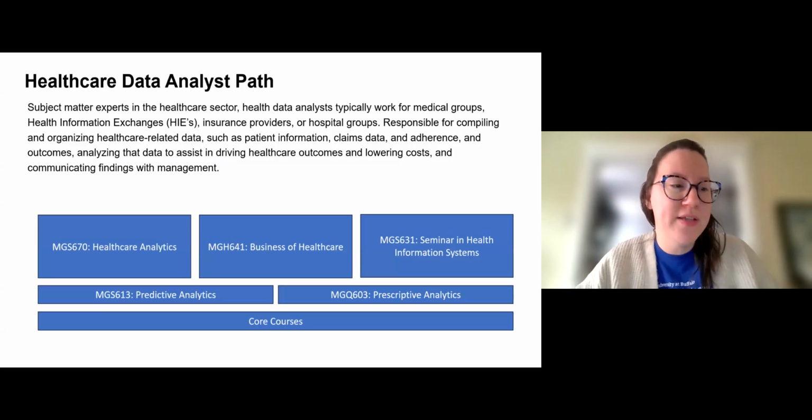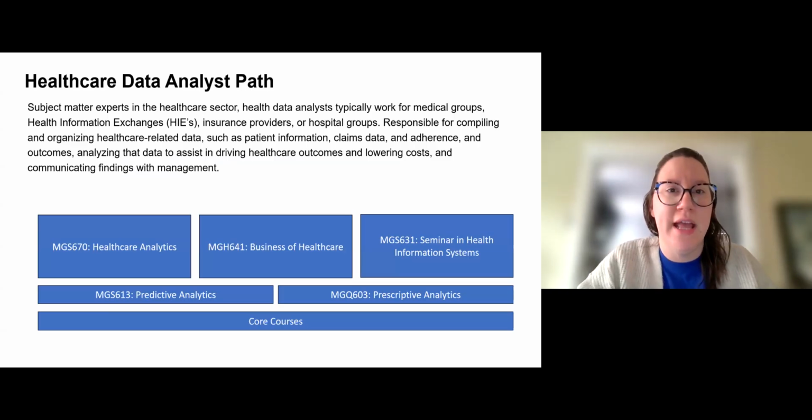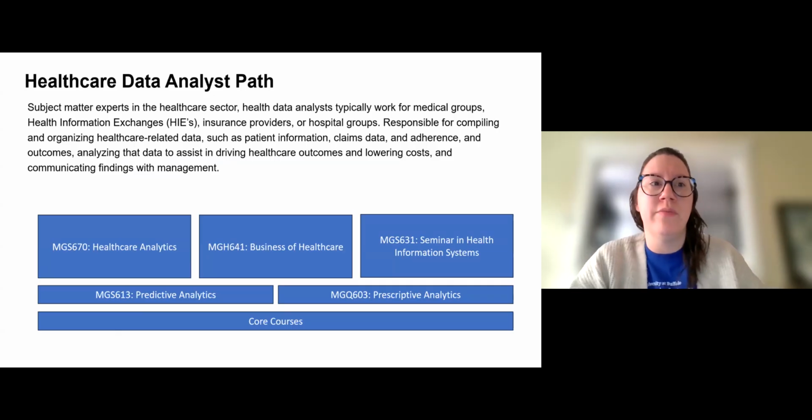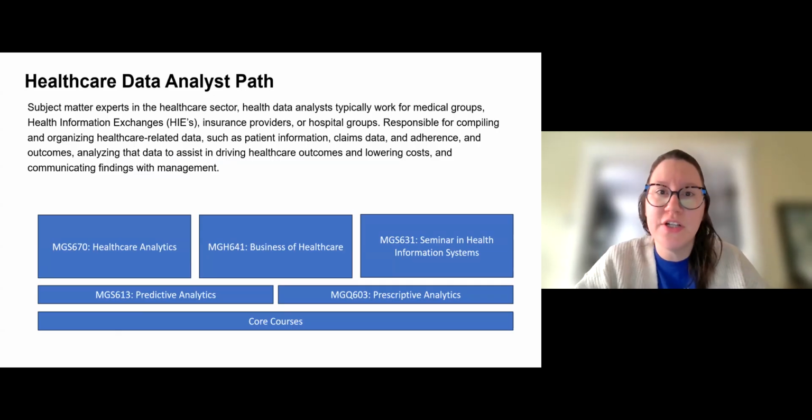So I'm going to start with our pathways. Our first is a healthcare data analyst path. So we have subject matter experts in the healthcare sector, and health data analysts typically work for medical groups, health information exchanges, which are HIEs, insurance providers or hospital groups, and they're responsible for compiling or organizing healthcare-related data, such as patient information, claims data, and adherence and outcomes. And they analyze that data to assist in driving healthcare outcomes and lowering costs and communicating findings with management.